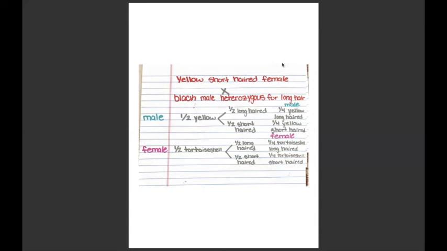Now let's look at our female. All of our female offspring will be tortoiseshell. So 1/2 of our total offspring will be tortoiseshell, and 1/2 of our tortoiseshells will be long hair, while the other half of our tortoiseshell will be short-haired. So overall, we will have 1/4 tortoiseshell long-haired female and 1/4 tortoiseshell short-haired female.